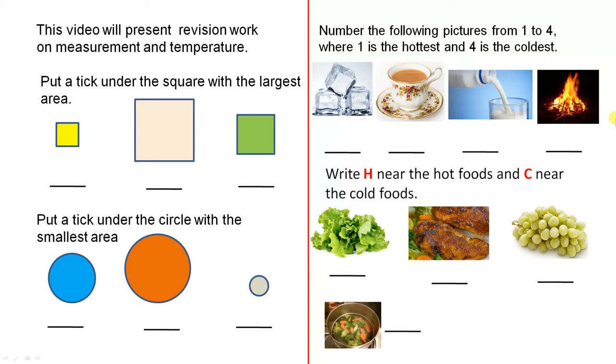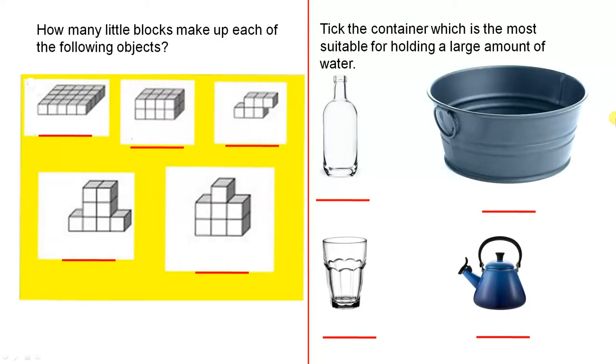Next slide of questions. How many little blocks make up each of the following objects? Tick the container which is the most suitable for holding a large amount of water.